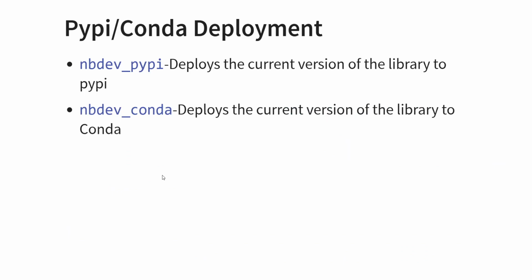There's also PyPI and Conda deployment, so you can deploy stuff directly to PyPI. I haven't actually done Conda, so I'm not exactly sure what that is. PyPI accepts wheel files. I don't know if Conda has something slightly different or if it's just another server that you deploy to, but both of them are options in nbdev. I just haven't explored the second one.